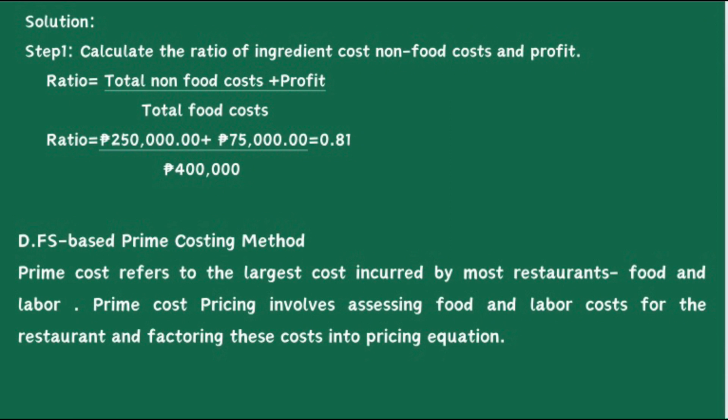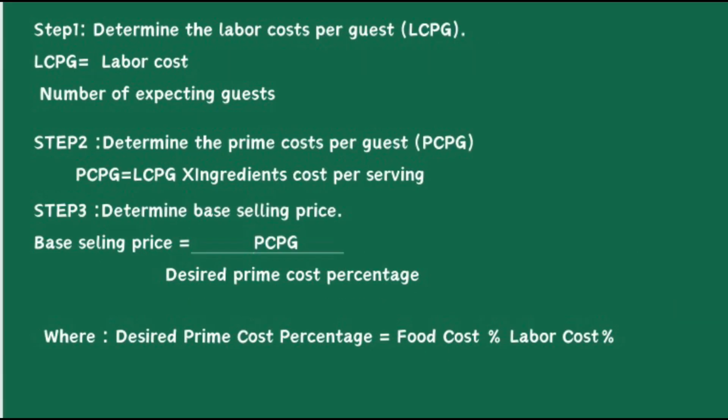So next, feasibility study based prime costing method. Prime cost refers to the largest costs incurred by most restaurants: food and labor. Prime cost pricing involves assessing food and labor costs for the restaurant and factoring this cost into the pricing equation. Step 1, determine the labor cost per guest. Labor cost per guest equals labor cost over number of expected guests. Step 2, determine the prime cost per guest. Prime cost per guest equals labor cost per guest times ingredient cost per serving.